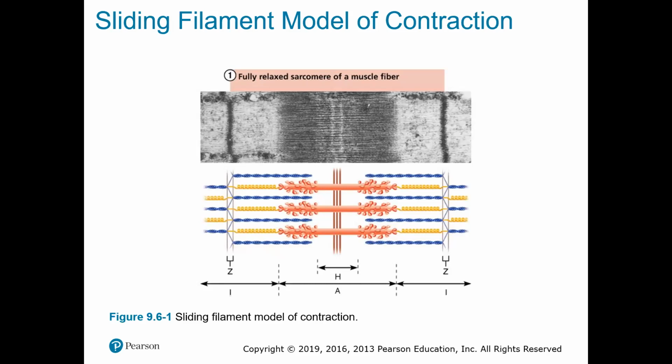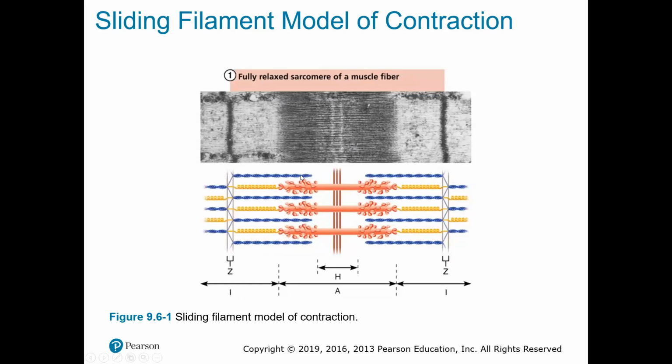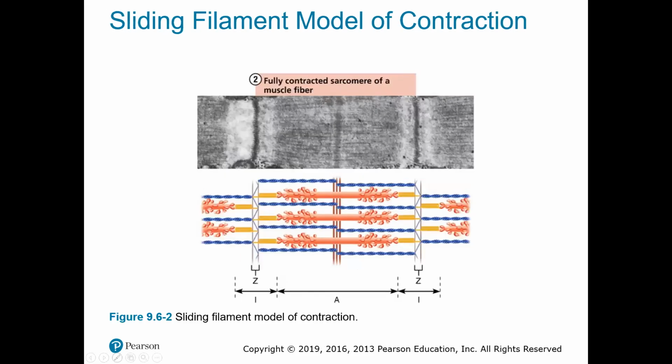When the myosin heads can reach up and grab onto the actin, they will pull the actin towards the middle of the sarcomere. They'll come in from each side and the sarcomere will shorten like this. So the Z lines have moved closer to the middle. The I bands have gotten smaller. You can see that the actins now are completely over top of the myosins. Let me go back and show you this. Notice where the actins and myosins overlap slightly here. When we contract, however, we've overlapped completely.